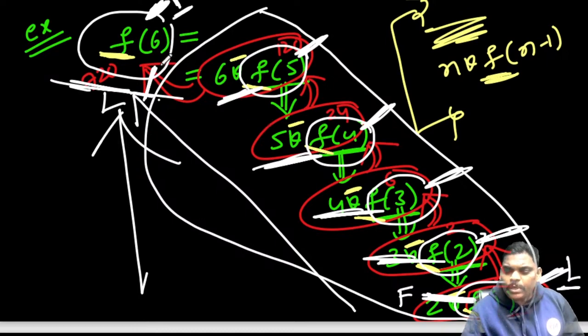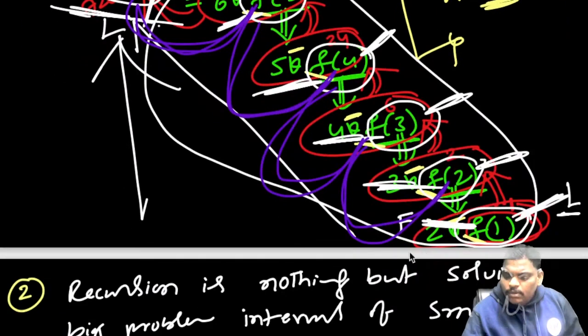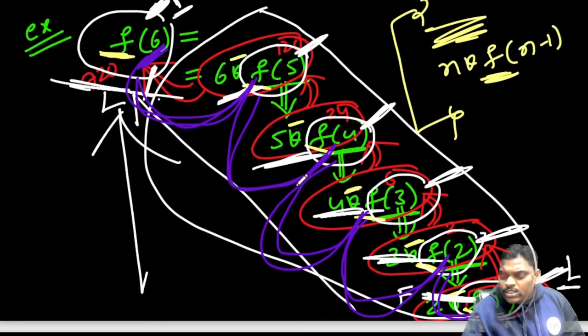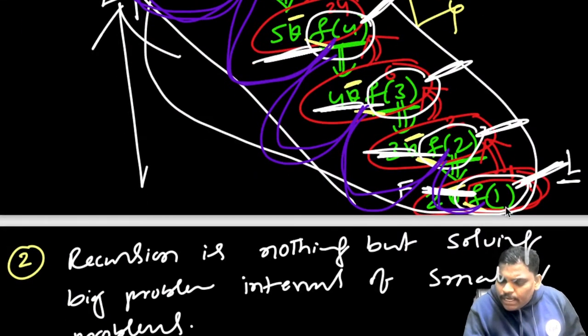Function call is a push operation. F6 called, push. F5 called, push. F4 called, push. F3 called, push. F2 called, push. F1 called, push. So function call is a push operation. Can you help me now? If you keep on calling, let us assume, right?